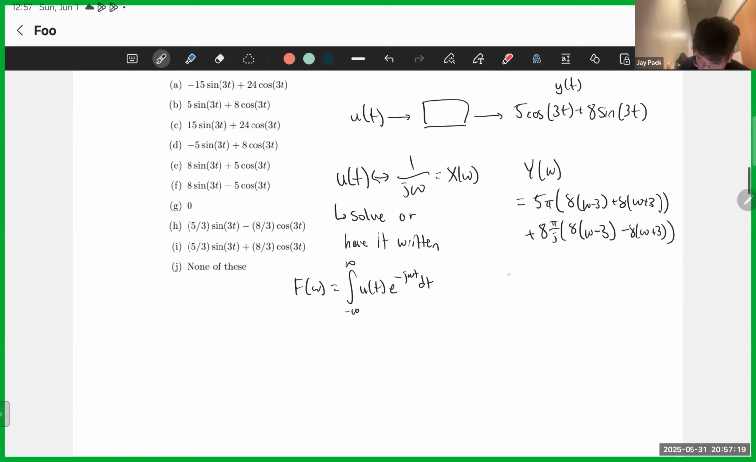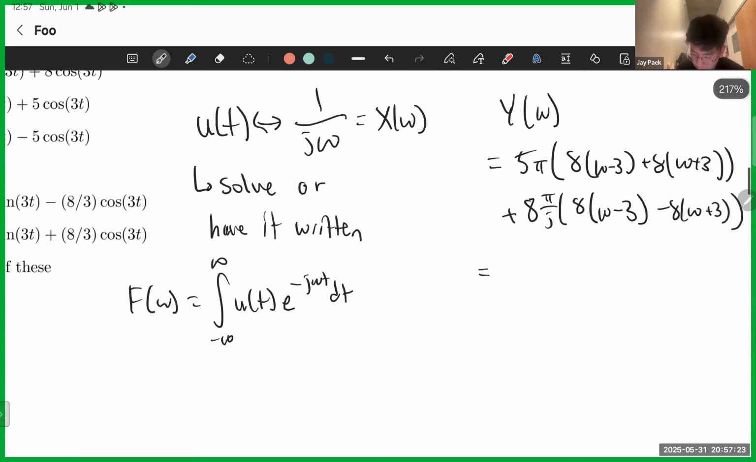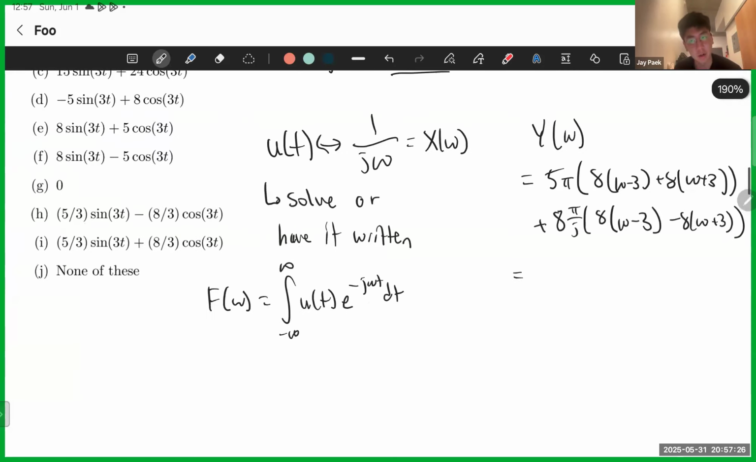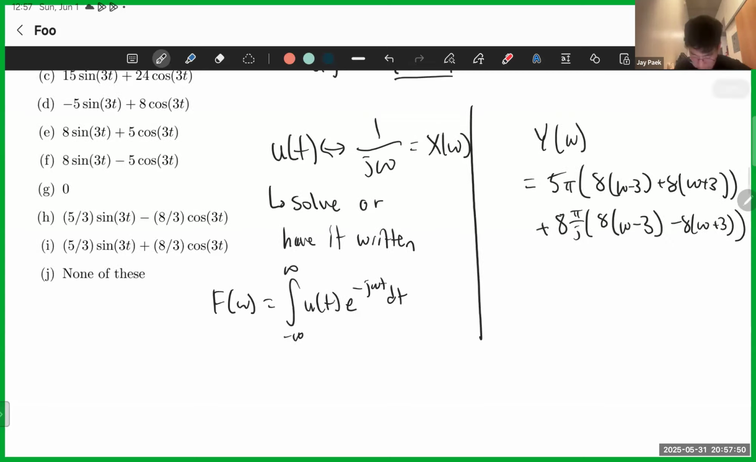I could actually simplify this. Let me zoom in because I want to write more precisely. I have delta functions that are kind of the same delta function, and so what I obtain is a sum of two delta functions. Let me draw a line there to isolate. I get 5 pi plus, never mind, I'll leave it like this because I don't want to make the algebra any harder.